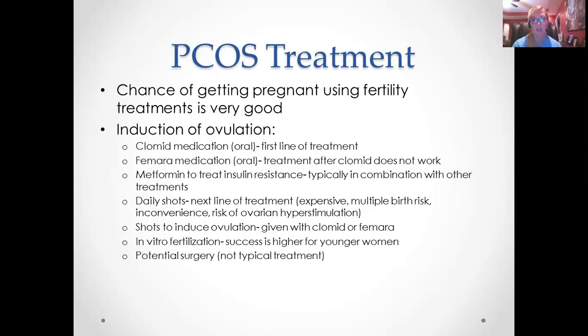Metformin is to treat insulin resistance, and that's usually in combination with the other treatments. You don't usually take metformin alone. You can, but it's usually with the Clomid or the Femara, and that's to help your body produce what it needs to help you get pregnant. There are also daily shots. That's the next line of treatment after the Femara. They're expensive, your risk of multiple births is very high, it's inconvenient to take shots daily, and you risk ovarian hyperstimulation.